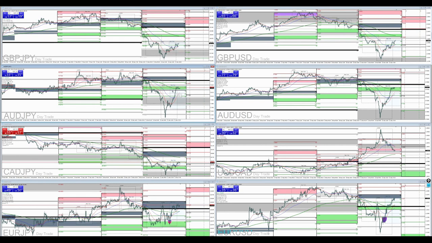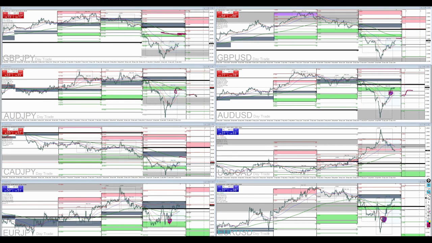Let's see here. It wouldn't be tomorrow on the Australian yen because our daily pivot's way down here. We already marked these out. All right, here we go. Here's one. Well, no, the daily central pivot is still here, so it needs to come up above the M2. Still has a little ways to go.